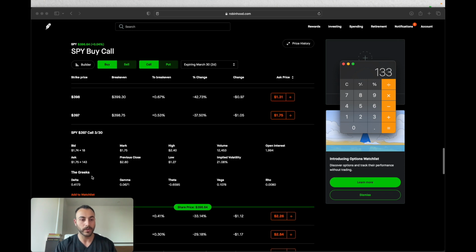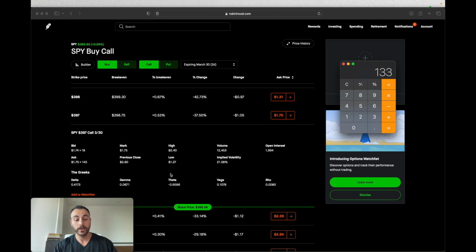All you're doing is multiplying delta by 100 and gamma by 100, delta being your main focus because that's going to be the highest value Greek, and then you're going to get how much you're going to make per dollar that the stock goes up or the stock goes down.